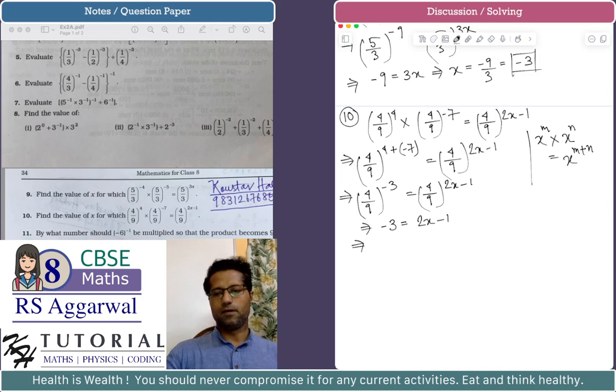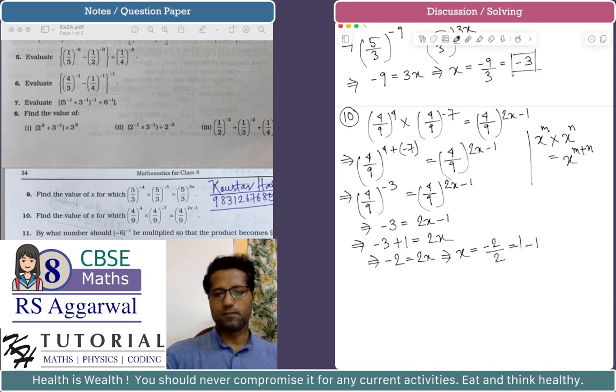So how to solve it? I will keep the x term on the right hand side, and bring all the constant terms to the left hand side. So this becomes -3 + 1 equals 2x. This implies -2 equals 2x. So this implies x is equal to -2 divided by 2, that is -1. Okay, x is equal to -1.